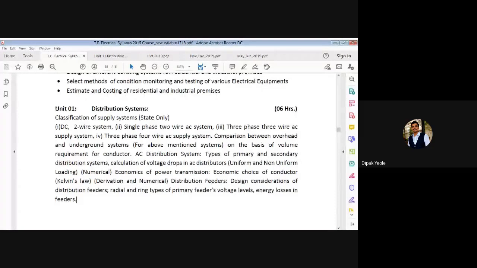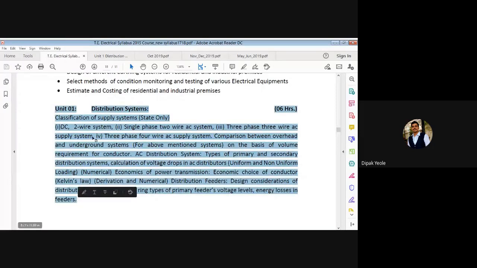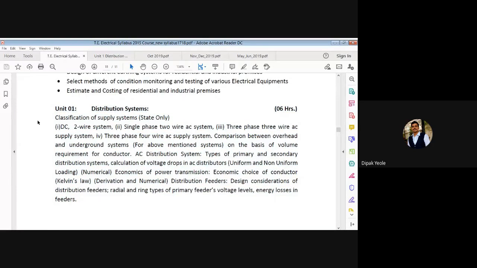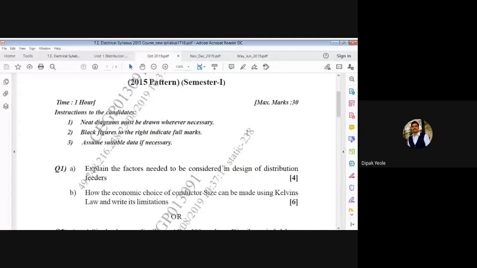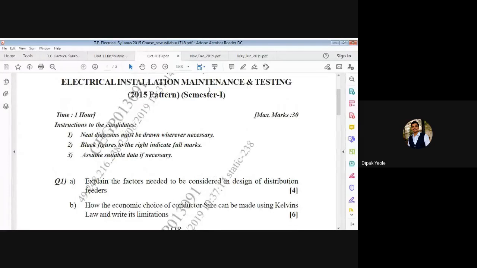Yes, so make sure that for 1 hour you sit at one place where network is available, and before appearing for the exam, you must take care of the revision of all the 3 units. Yes, now we will start with the revision. We have limited time for the revision, but before starting the revision, I want to show you the in-semester exam paper for your EIMT subject.